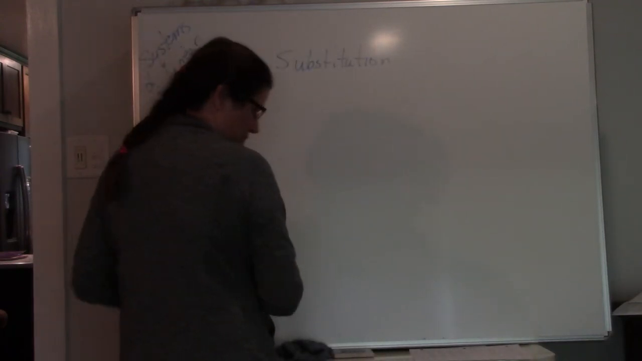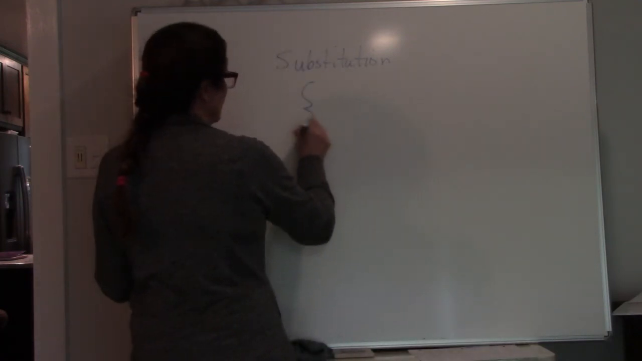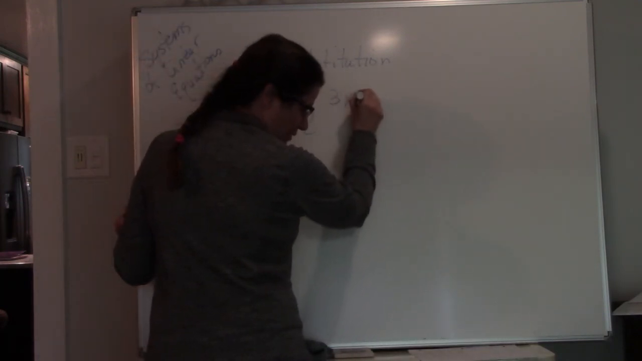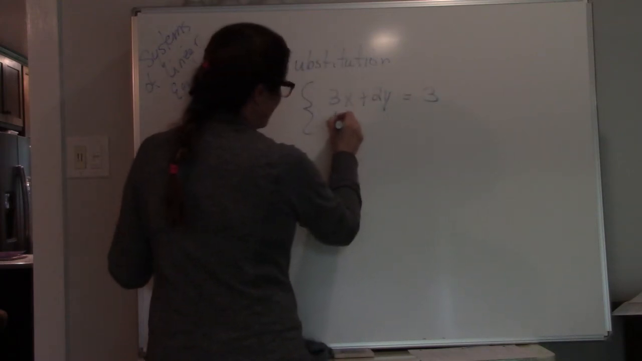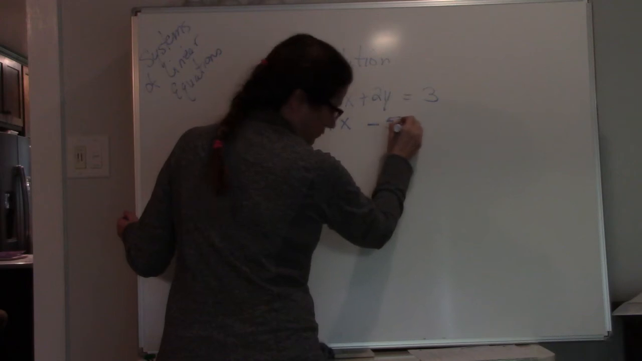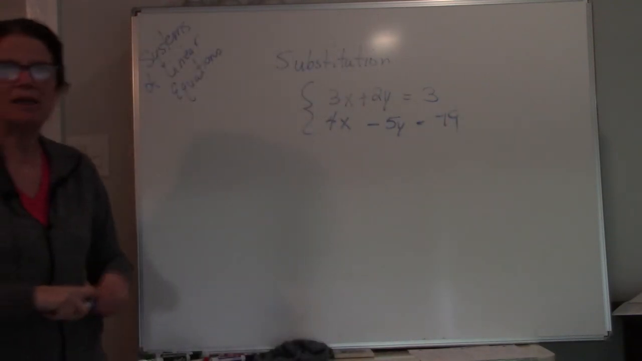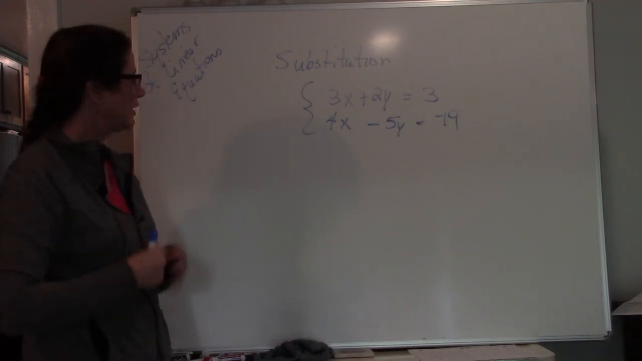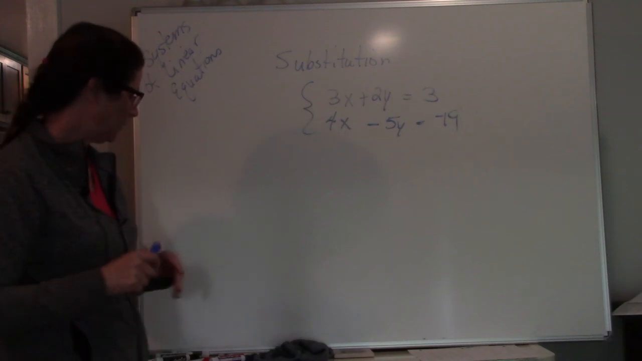All right, so we have another system of equations. We have 3x plus 2y equals 3. And we have 4x minus 5y equals -19. Now, this one, you kind of have to make a decision. Which one am I going to solve for? You can solve for x or y. It doesn't really matter. It's completely up to you.